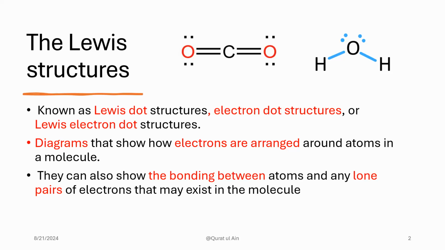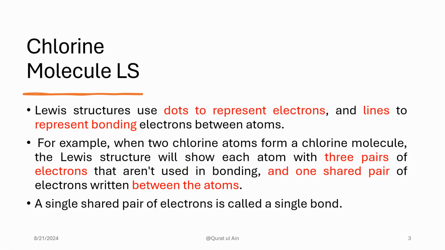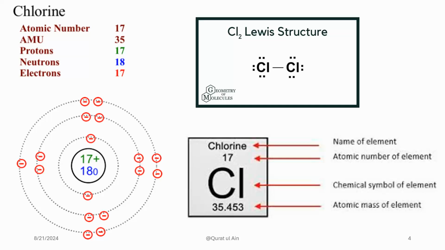This Lewis structure shows the bonding electrons with a line, and the non-bonding electrons or lone pairs of electrons with dots. On the basis of this, we can also call the Lewis structure a Lewis dot structure, or electron dot structure, or Lewis electron dot structure. We have here some examples of Lewis structures, and we are going to learn how we can draw these structures.